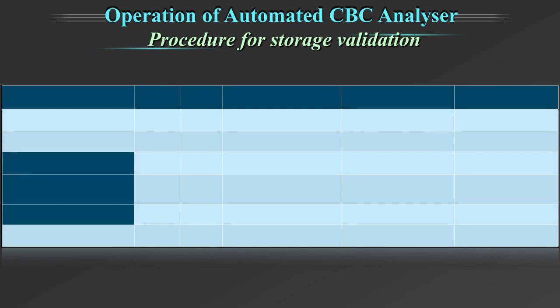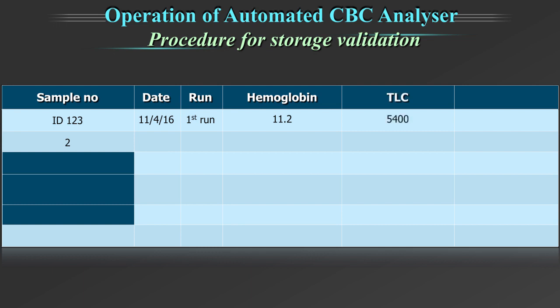Now let us take an example. A sample number ID 123 is run on 11/4/16, which is the first run, and the hemoglobin level is recorded as 11.2, TLC 5400, RBC count 4.5. The same sample is run on the next day after 24 hours on 12/4/16. This is the second run. Here, the hemoglobin value is 11.1, TLC 5600, RBC count 4.3.